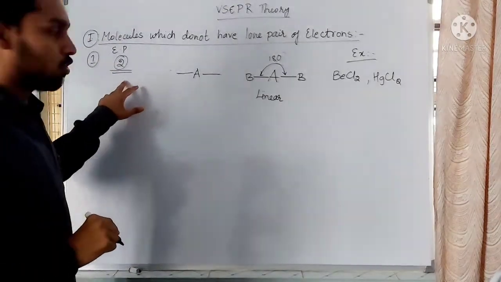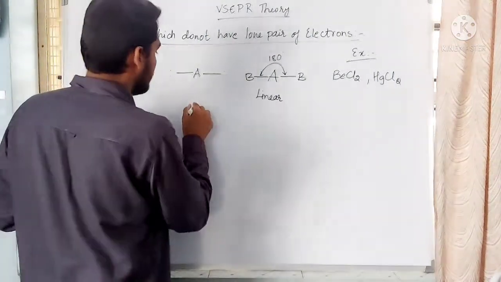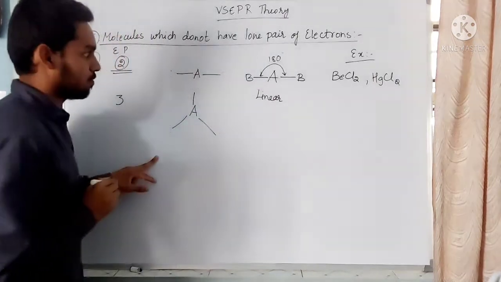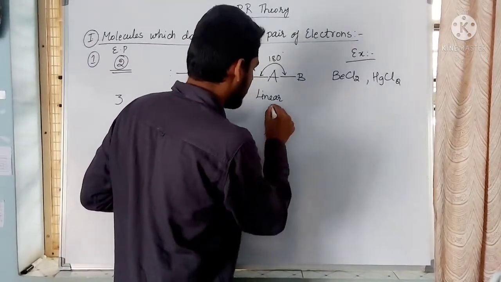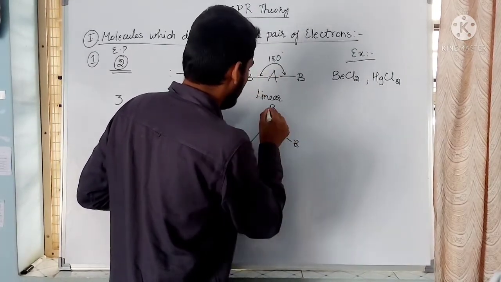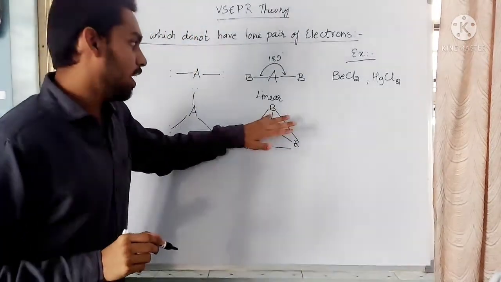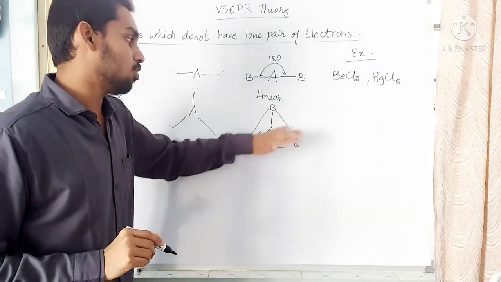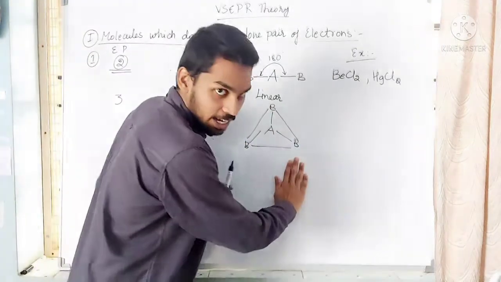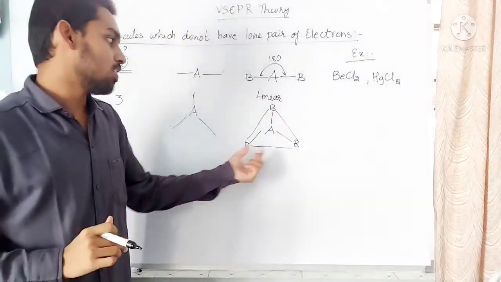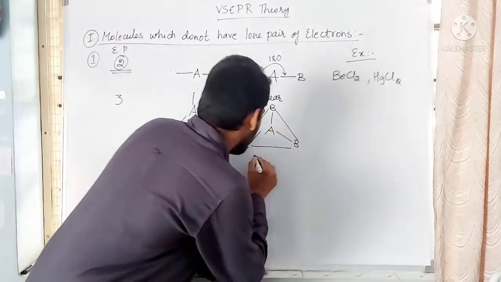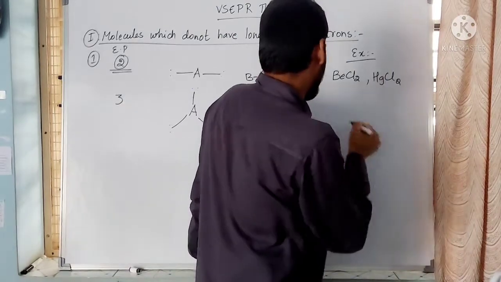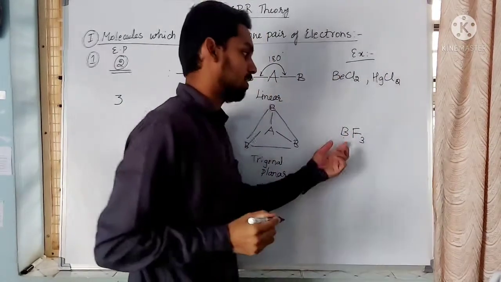Okay, if the number of electron pairs is 3, then we see that this is the central atom and we have bonded pairs here. When I draw the molecular structure, it looks in this fashion. If you closely observe, these 3 B atoms lie on the same plane as A. So we can say that all 3 B atoms are coplanar with A. This is a planar molecule, and the atoms are arranged at the corners of an equilateral triangle. So we call it trigonal planar. The molecule will have a trigonal planar geometry. For example, we can take BF3, boron trifluoride, where boron is the central atom and fluorine is attached to it.